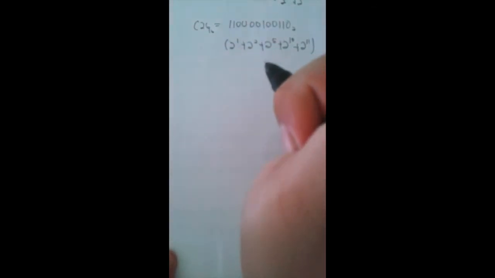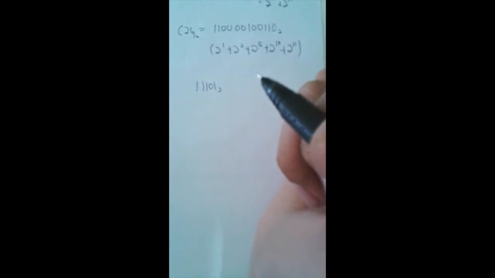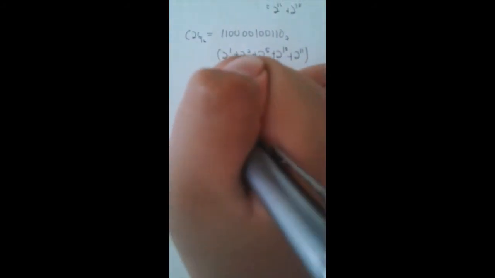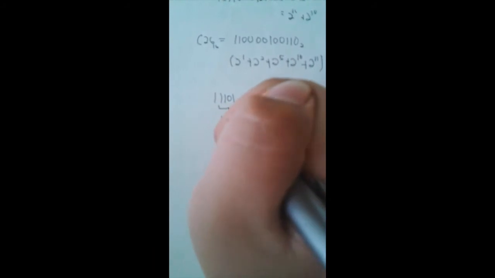Firstly, each group of 4 digits in a binary number is one hexadecimal digit. Suppose we want to convert 11101 to hexadecimal. We first look at the first 4 digits, which is 1101.